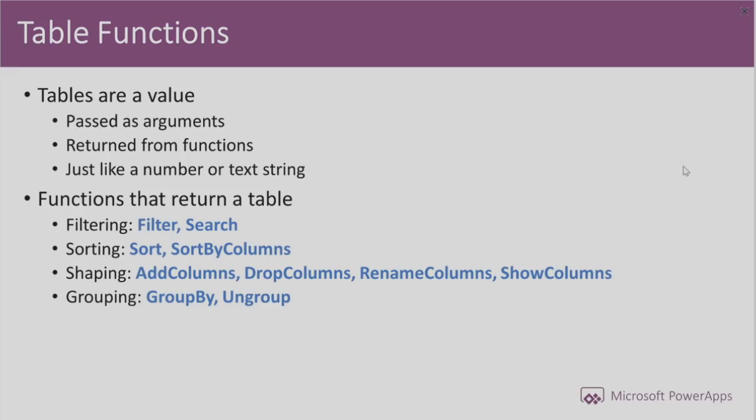There are a set of functions that take tables as values and produce tables. Filter, search, sort. This is essentially how we create queries. So we'll create a filter function formula that says this is what I'm trying to get. Here are the predicates I want to apply. And the output of that filter will be another table. That table I can filter, sort further, and then feed into a gallery control or a data table or some other control that can consume a table.